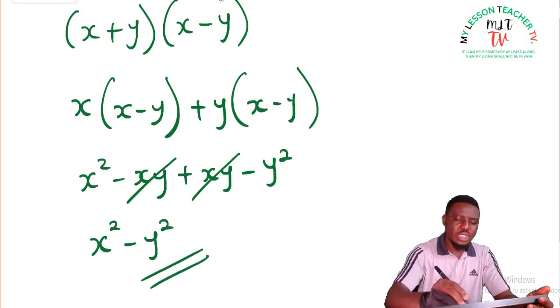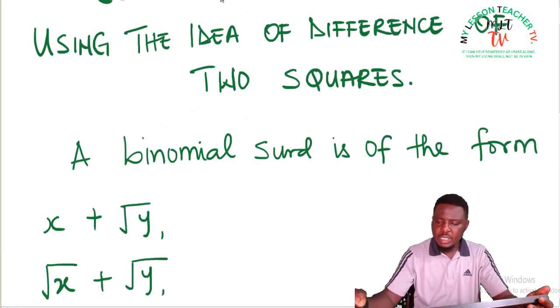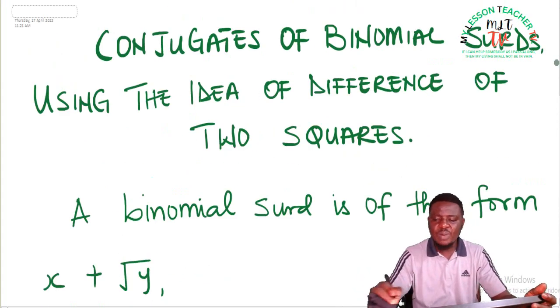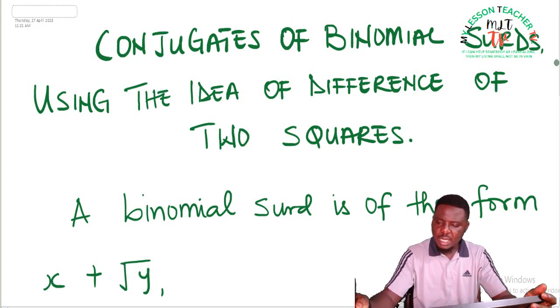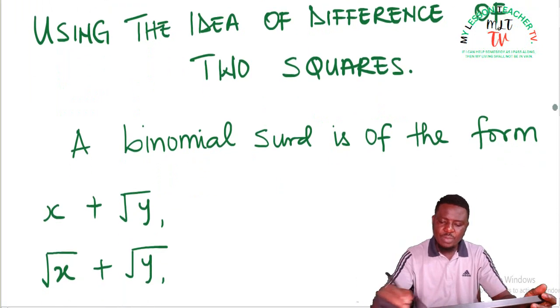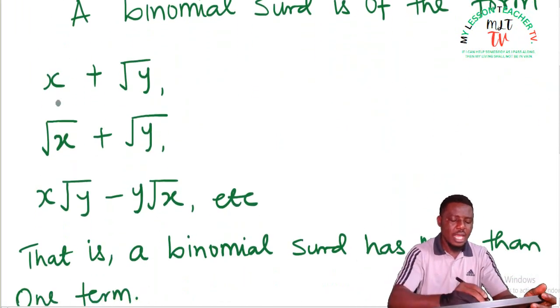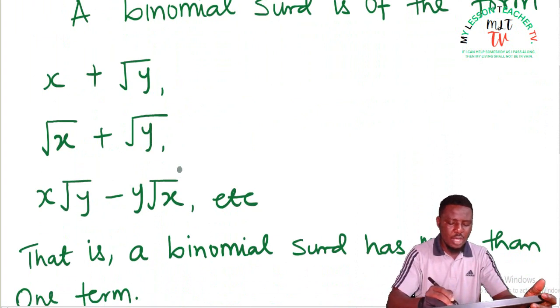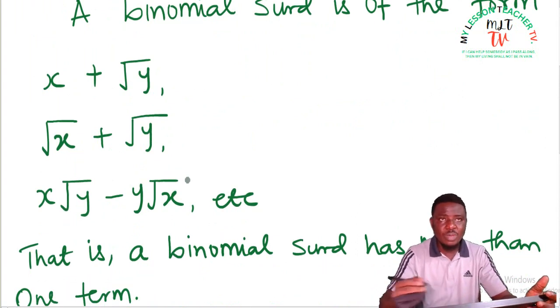Now let's go to today's class. In today's class, we shall be looking at the conjugates of binomial SURDS using the idea of difference of two squares. And we said a binomial SURD is of the form x + √y, √x + √y, or x√y − y√x. And it can be written in so many forms.